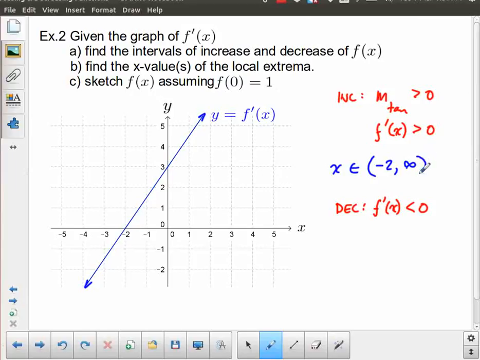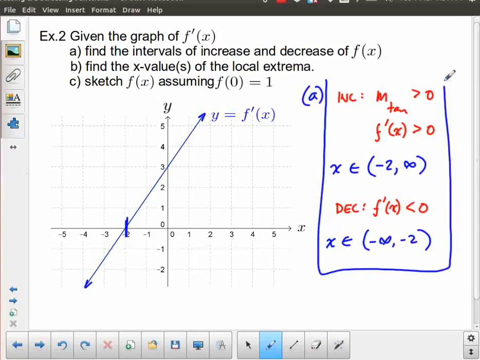That goes to infinity. My interval of decrease is x member of, and it's going to be everything to the left of -2. So that's -infinity to -2. So there's my answer to part A right there.